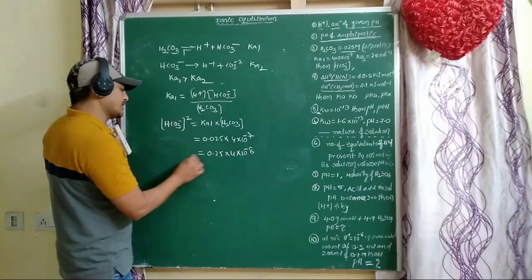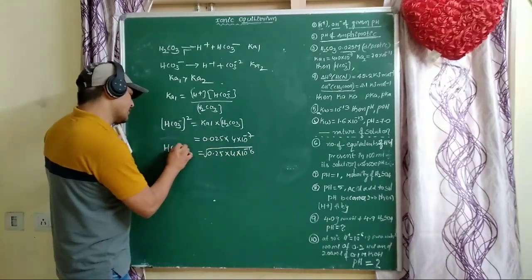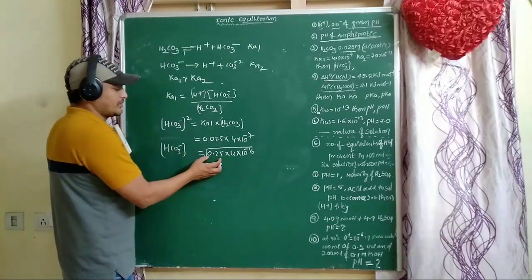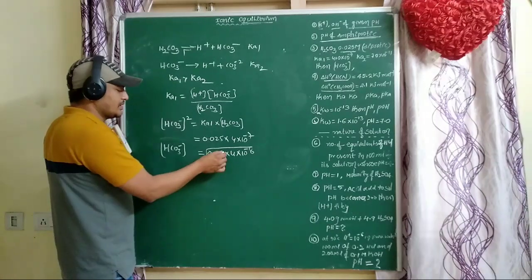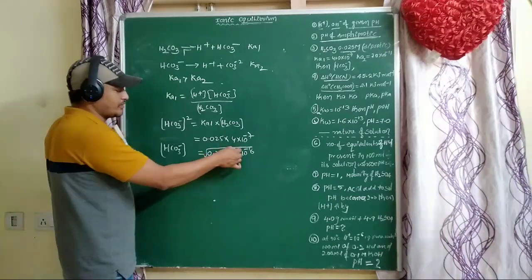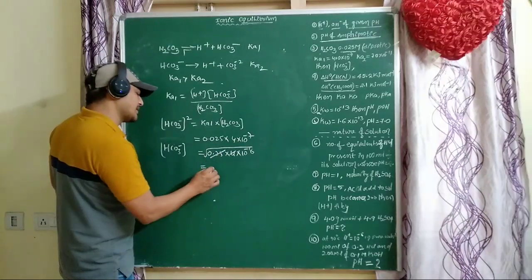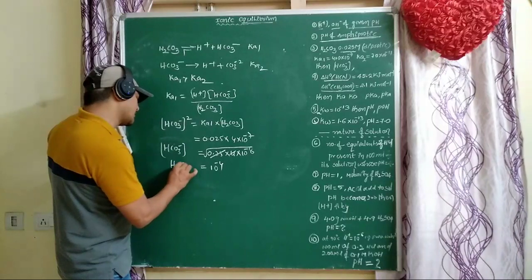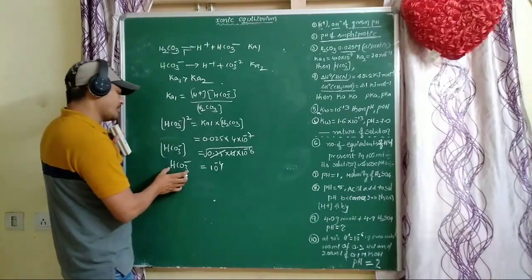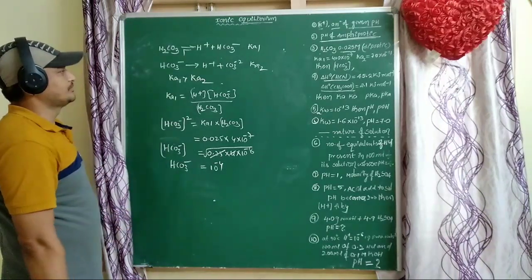So here the square is there, so take the square root. HCO3 minus equals the square root of 0.25 into 4 into 10 power minus 8. 0.25 means 1 by 4, so the 4 cancels. So the square root of 10 power minus 8 equals 10 power minus 4. This is the concentration of HCO3 minus. So this is a very important calculation.